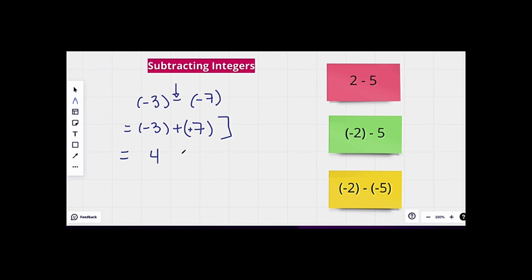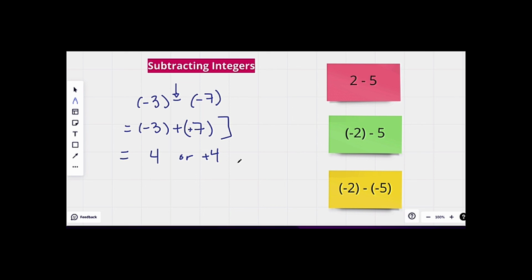Then we're going to keep the sign of the largest number. So what is the sign of the largest number? It's a positive. So we've got a +4. And again, you can write this as a +4 if that makes you feel better. All right?